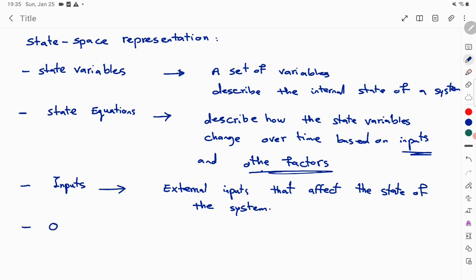And we have output. What is output? This is an observable variable that represents the behavior of the system. When we talk about output, we mean what we can measure from the behavior of the system: observable variables that represent the behavior of the system.